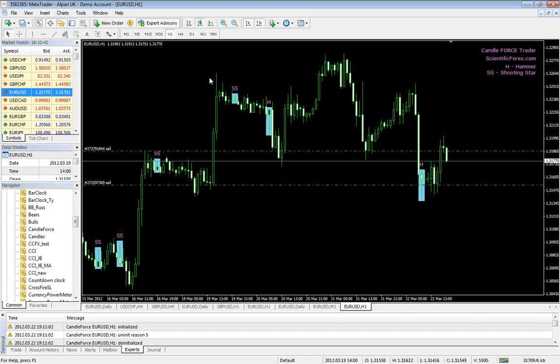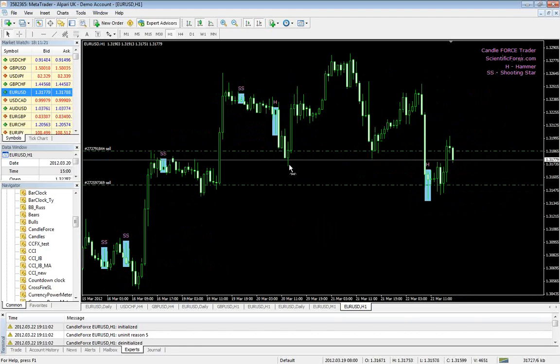From my experience, I recommend using them on H1 or higher time frames. They're more helpful on these time frames. Hammer seems to be the one which helps a lot of times to find the reversal. Like here, we can see a reversal. Here is one going down.